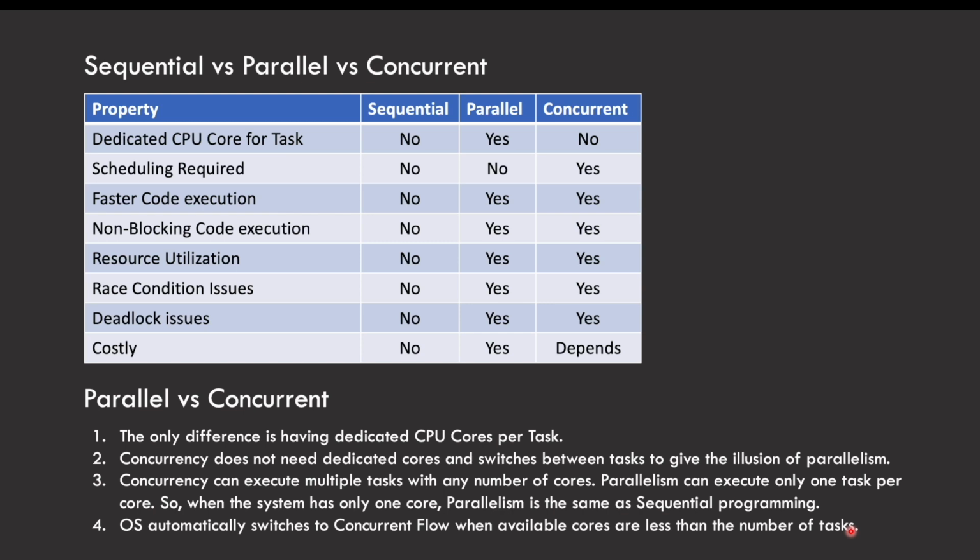The CPU cores available, right? And the other difference is obviously a task scheduler. So a task scheduler is required for concurrency, not for parallelism. Great. Now this begs the question, right?